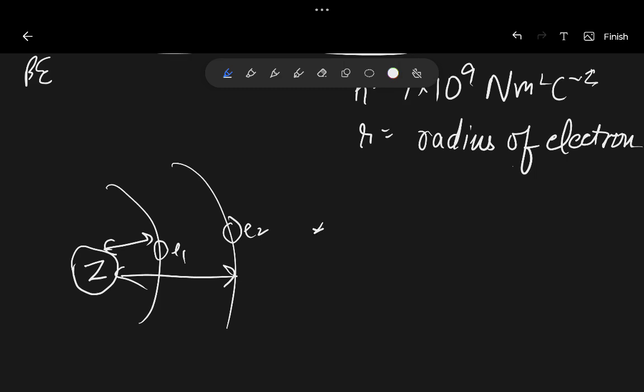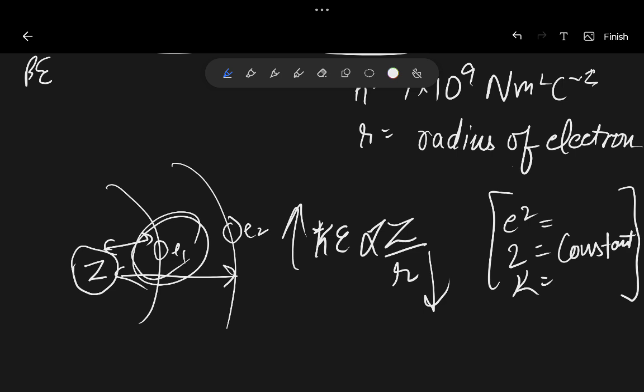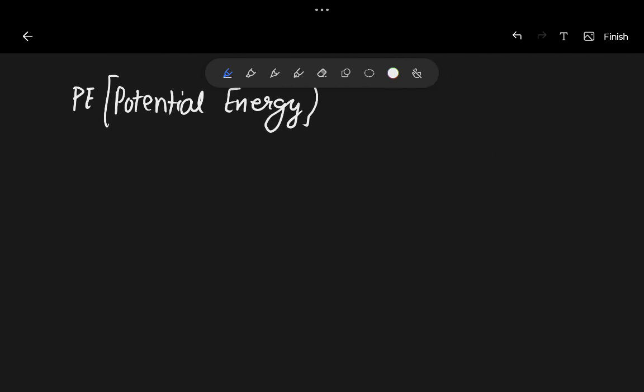So we can say kinetic energy is proportional to Z upon r, because here e square is constant, 2 is constant, K is constant, so we're not talking about those, right? So yeah, the less the radius, the more the kinetic energy, and the lesser radius is here, so the more kinetic energy, as you can see, will be in electron 1, which is nearest to the nucleus of an atom.